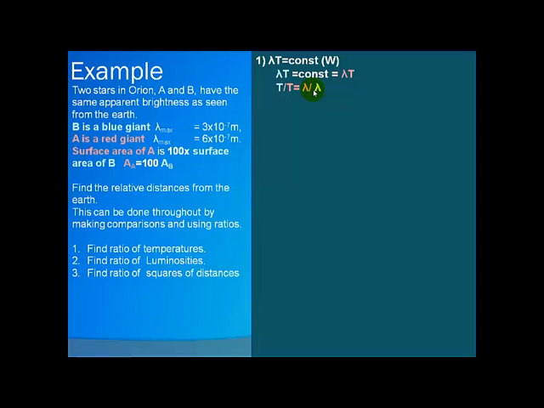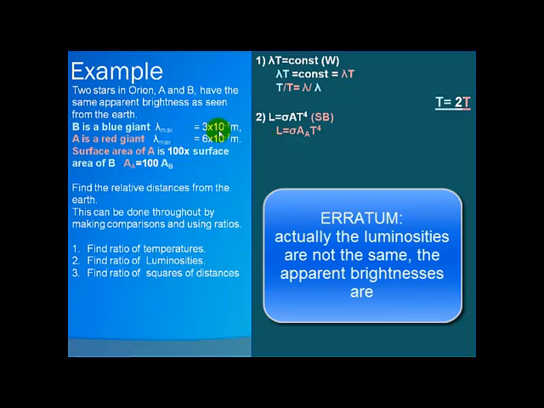We find that since this is the ratio of the wavelengths, this is also going to be the ratio of the temperatures. The second point: find the ratio of the luminosities using the Stefan-Boltzmann law. This is the equation. So the luminosity of one is equal to the luminosity of the other. We are told that they have the same apparent brightness.